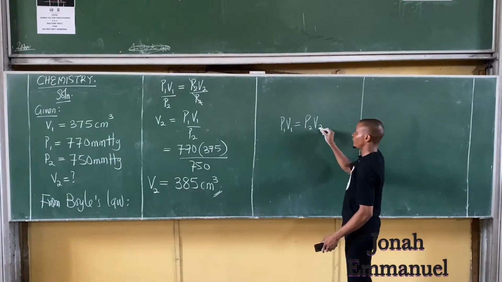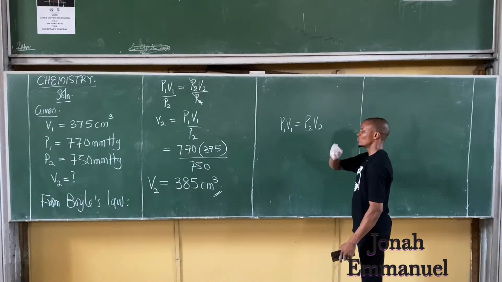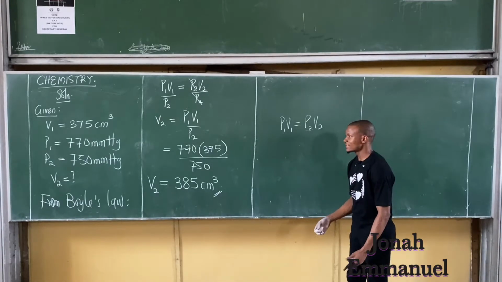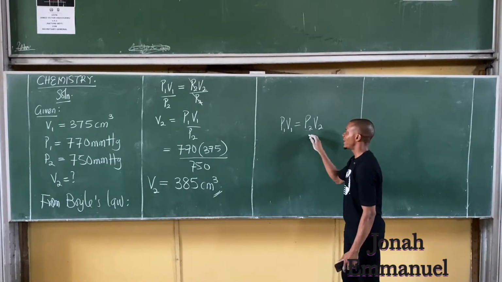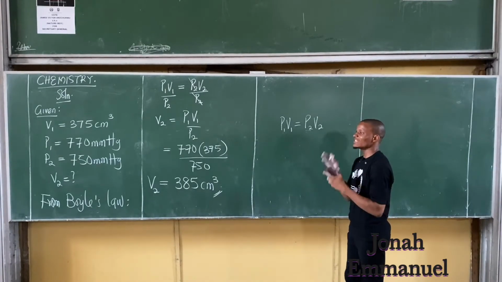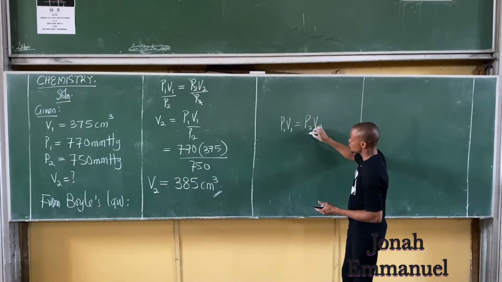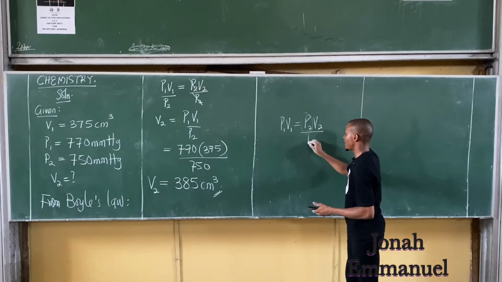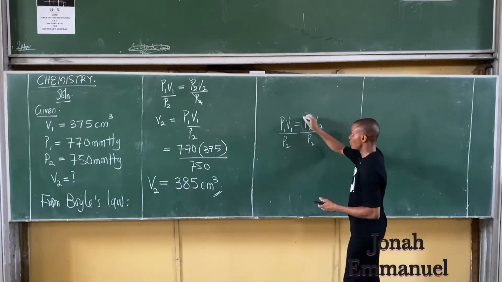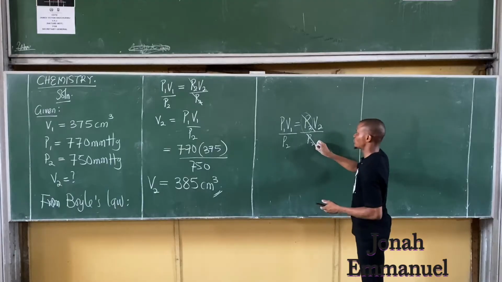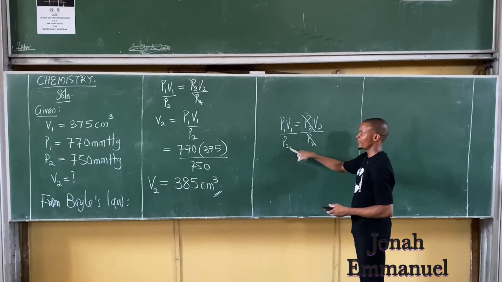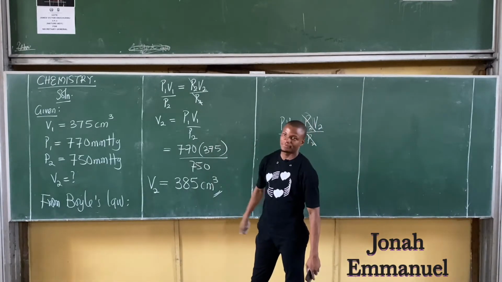How? V2 is attached to P2, so I'll look for a way to eliminate P2. I'll do that by dividing both sides by what is attached to V2. In this question, that's P2. So I'll divide here by P2 and here by P2. P2 will cancel P2. I'm now left with V2 equal to P1 V1 over P2.